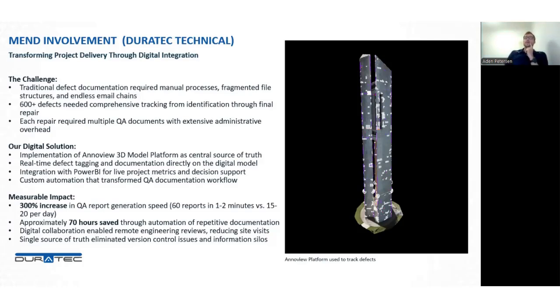Instead, we implemented the AnnoView 3D platform as our central source of truth. We then integrated it with Power BI for live project metrics and created custom automation that revolutionized our workflow. The results speak for themselves. It's an estimated 300% increase in QA report generation speed, and we saved approximately 70 hours through automation alone. But this wasn't efficiency just for efficiency's sake. It freed up engineers who would normally be doing these tasks to focus on complex heritage conservation challenges that required that human expertise and human in the loop.